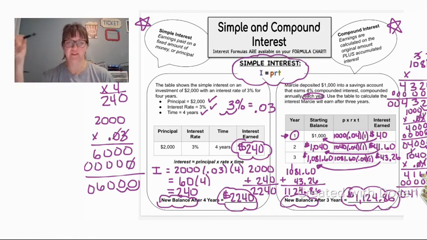So the amount of interest that you're getting is going up. The percent is not. It was 4% every time, but because they were taking 4% of a slightly larger number, the amount of interest that you earn at the end of each year is going up every single year. So compound interest is going to grow much more quickly than simple interest.